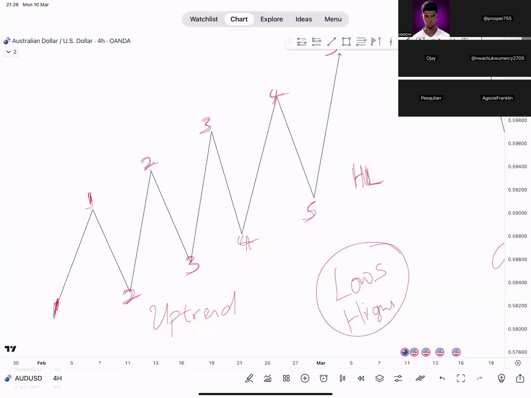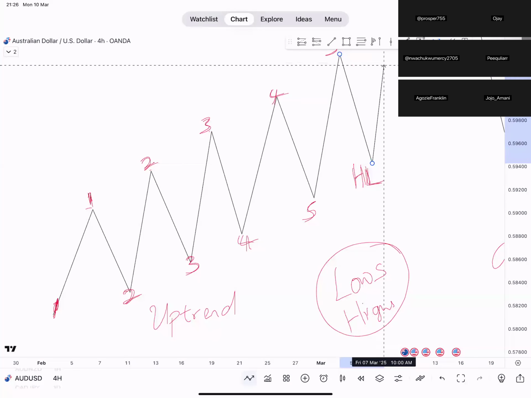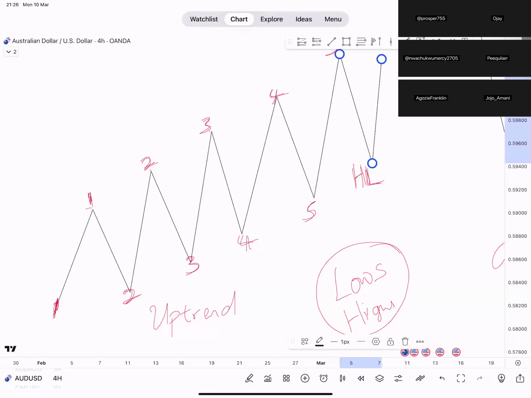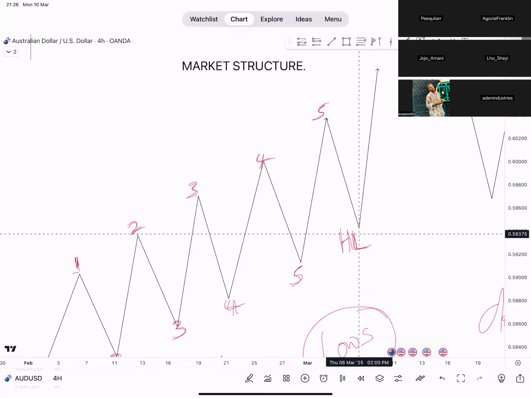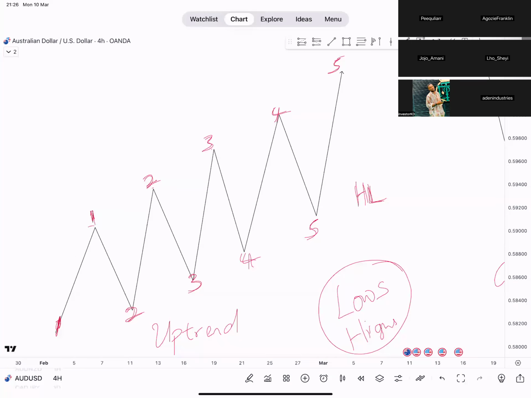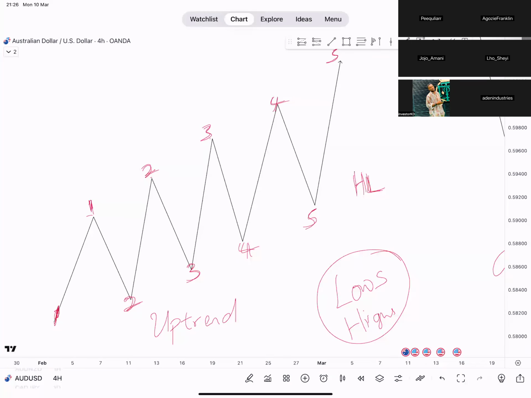If I should draw low 6 now, this is what it's going to look like for price to continue with an uptrend. It's going to still be higher than what? Low 5, right? So which means that for an uptrend to continue, price has to create lows that are higher than the previous lows.